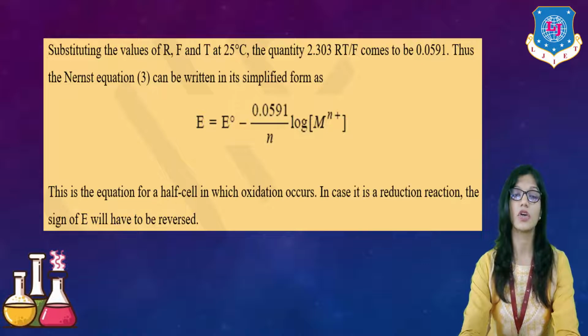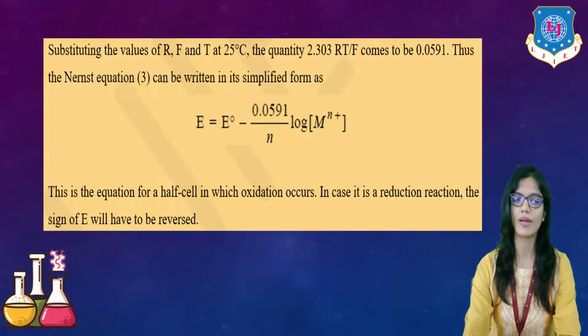This is the equation for a half cell in which oxidation occurs, because here the loss of electrons occurs. In case it is a reduction reaction, the sign of E will have to be reversed. Let's talk about the numerical.